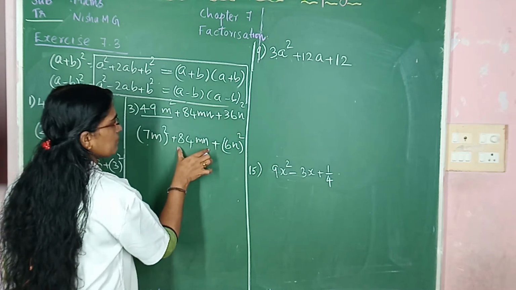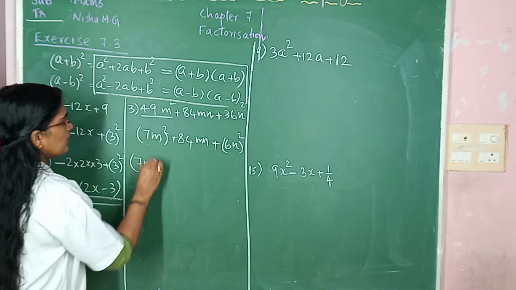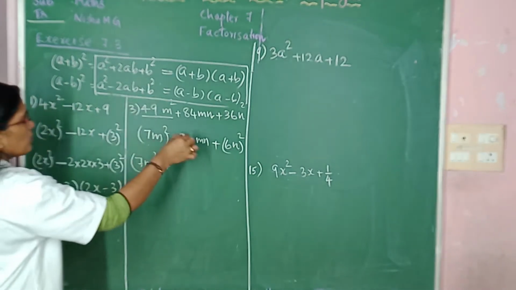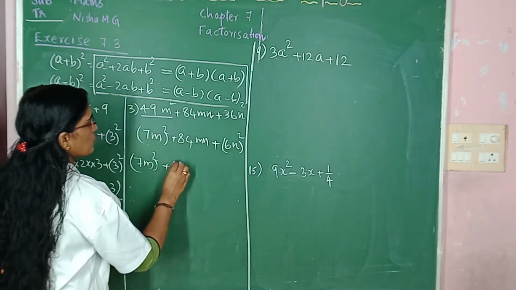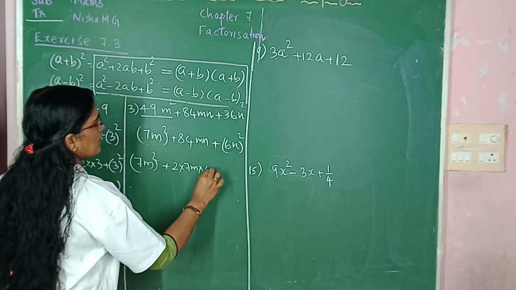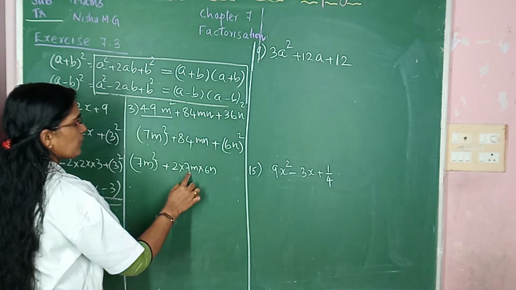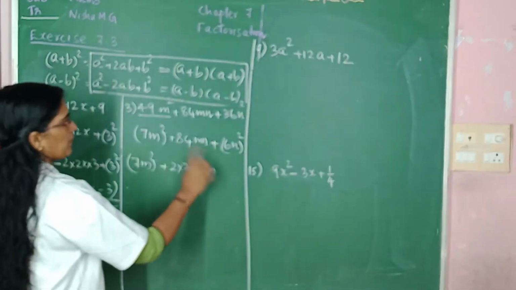Convert the middle term in terms of 2 into a into b. 84mn is 2ab, that is, 2 into 7m into 6n. Let us check. What is 2 into 7? 14. 14 into 6, 84. 2 into 6, 12 into 7, 84mn. Correct.